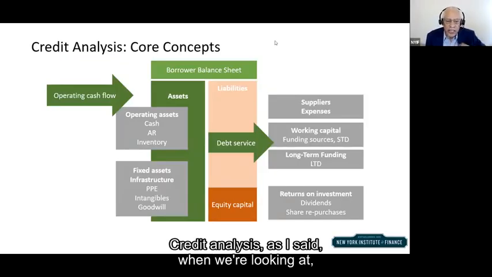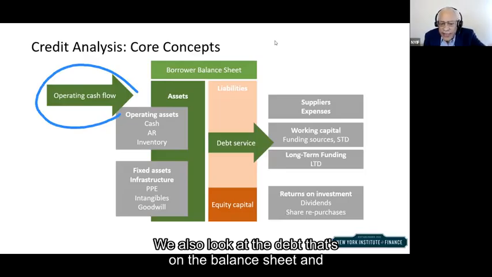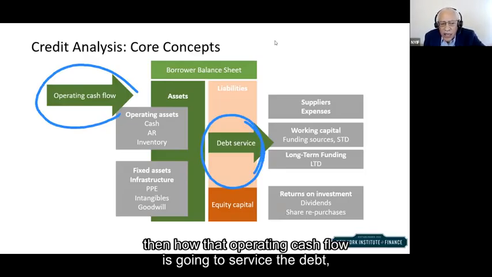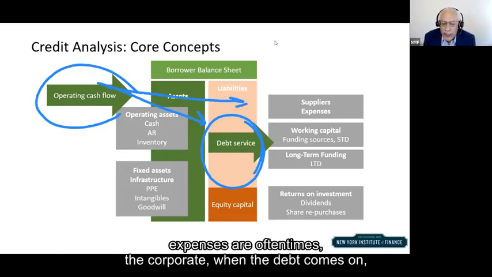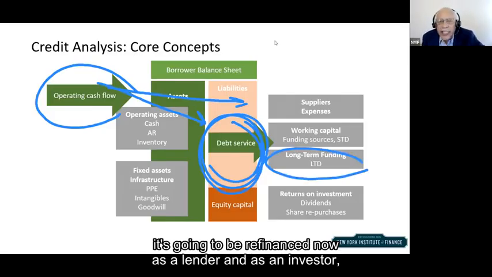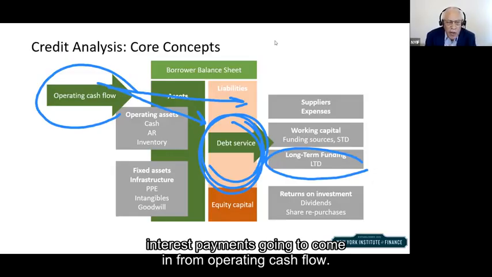Credit analysis, as I said, when we look at operating cash flow, that's from the performance. We also look at the debt that's on the balance sheet, and then how that operating cash flow is going to service the debt. That operating cash flow is also going to be used to pay suppliers and expenses. Oftentimes for corporates, when the debt comes due, it's going to be refinanced. Now, as a lender and as an investor, I know that my debt is going to be serviced from operating cash flow.